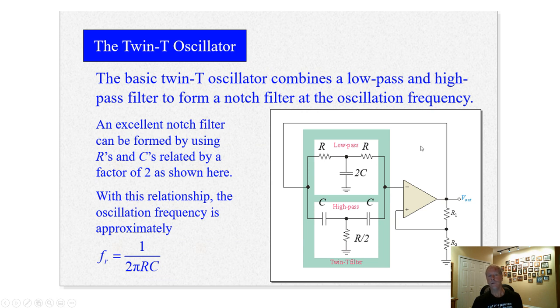Now we have another oscillator, a twin T oscillator. It has a bandpass filter made up of a low pass and a high pass filter, which are in parallel. All right. Again, 1 over 2 pi RC. Very simple circuit. By the way, all of these circuits, they're not theoretical. You actually could build them.